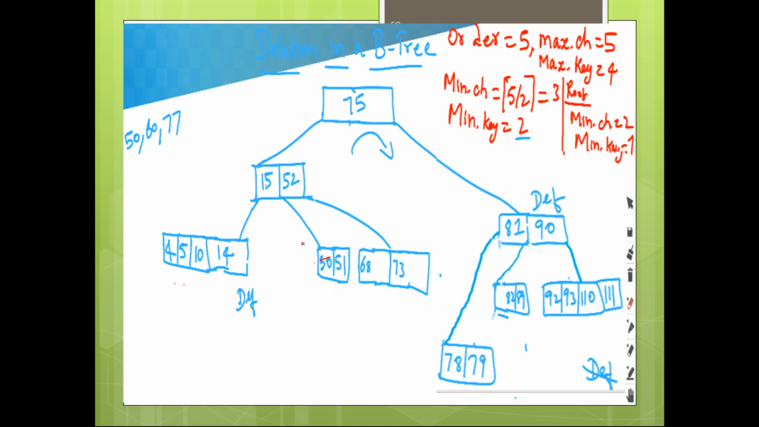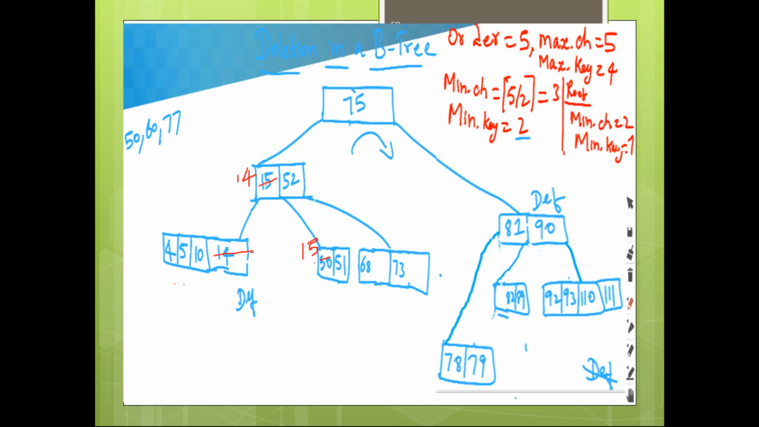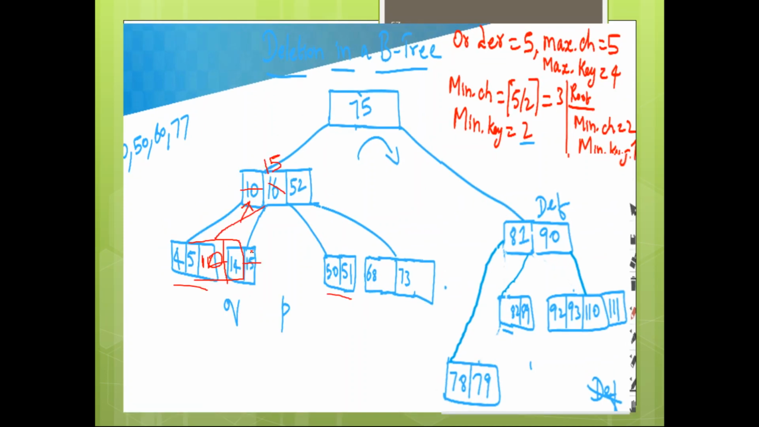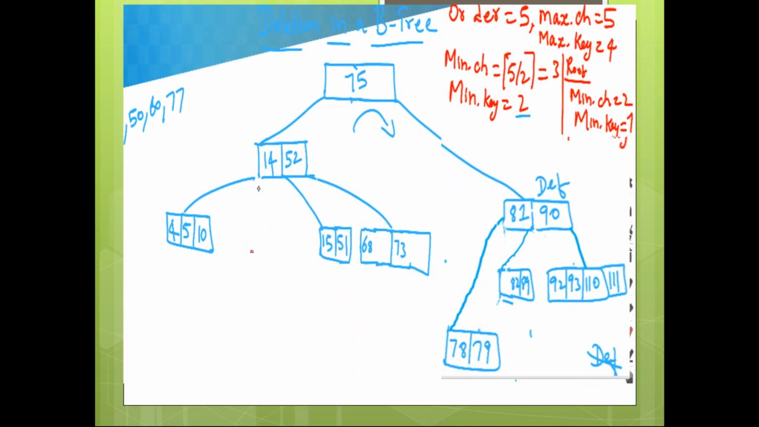So if it borrows from the left sibling, what will happen? This 15 will come down, so this will be 15 and 51. This 15 will be replaced by 14, and this 14 will be removed. So at the top we'll have 14 and 52. Towards the left of 14 we have 4, 5 and 10. Towards the right of 14 we have 15 and 51. To the right of 52 we have 68 and 73.